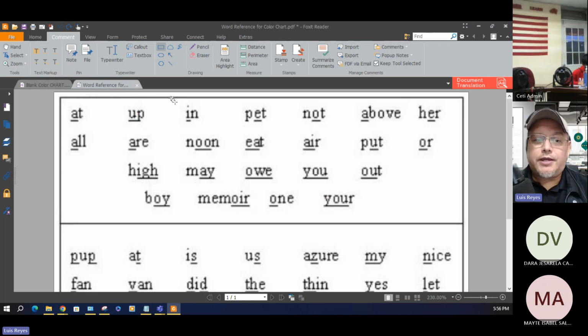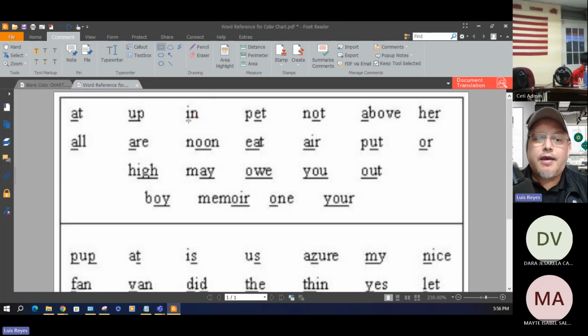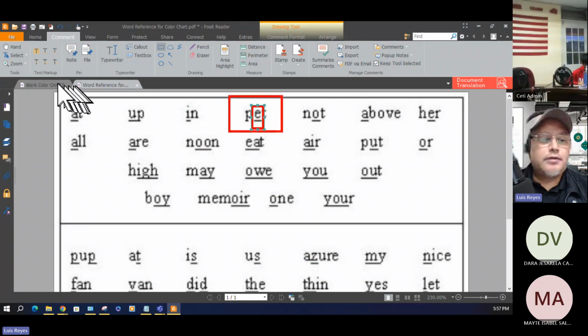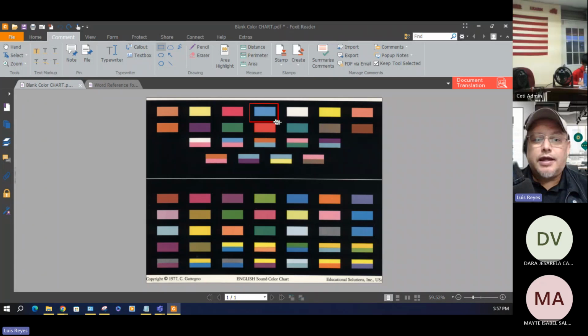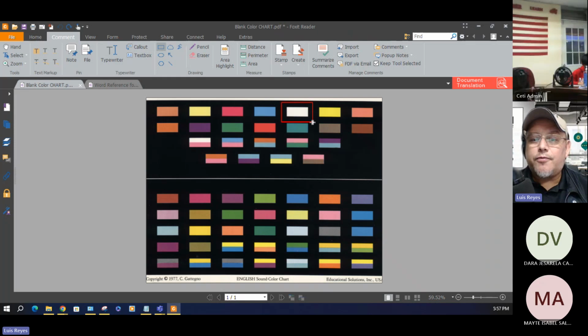Then we have in with the sound ih, and that is the red sound. Then we have bet with the sound eh, and that is the sound right here in the middle. Then we have not with the sound aw, and that is the sound we see right here in white.